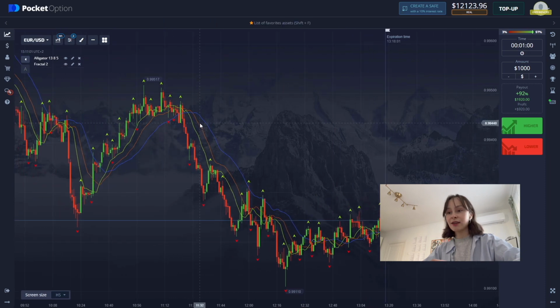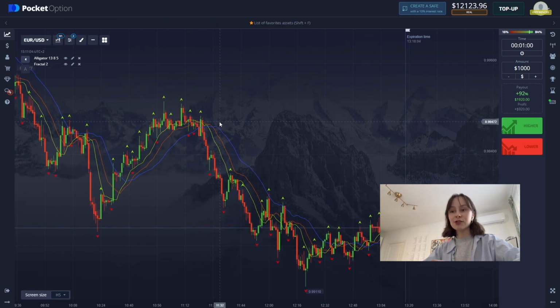That's trading for today. I hope you like it. I recommend to use this strategy. Super comfortable if you're a beginner, if you're not a beginner.